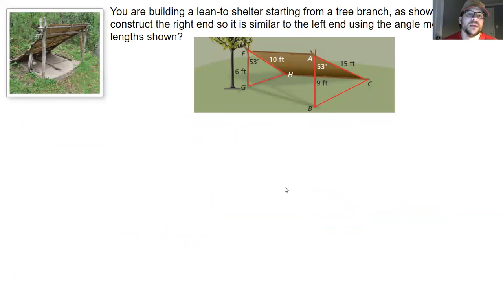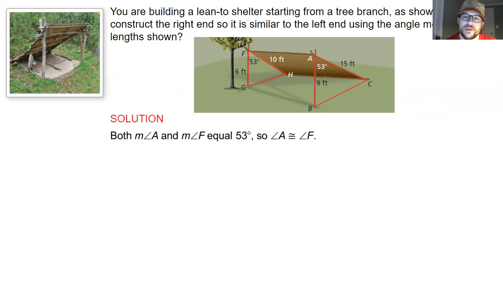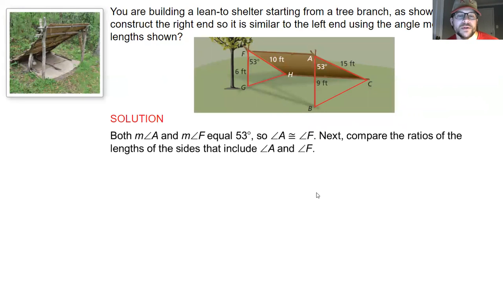So let's say that you are building a lean-to shelter starting from a tree branch as shown in the picture. Can you construct the right end of this so that it is similar to the left using the angle measure and the lengths shown? So we are trying to determine, using that both A and F are equal because they are both congruent to 53 degrees, what is going to be the length of this right end so that it's similar to the left. So we need to compare the ratios of the two short sides first. Remember, we're comparing the shorts together and then the longs together.